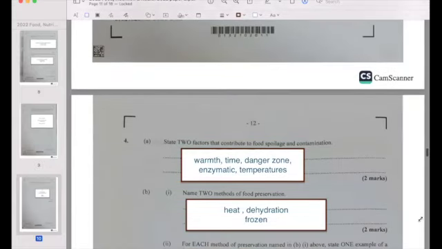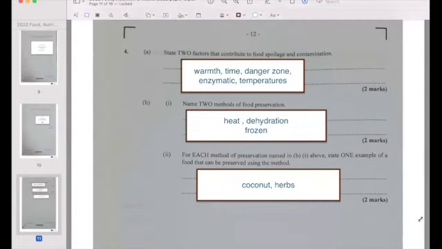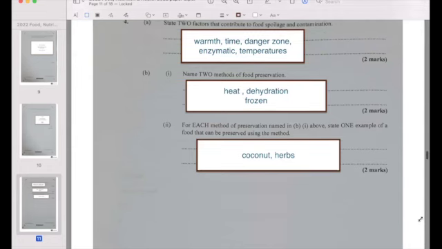4 marks. Question number 4. State 2 factors that contribute to food spoilage and contamination. So some factors that contribute to food spoilage will be warmth, time, danger zone, temperature. Those will be the factors. 2 marks, and choose any 2.